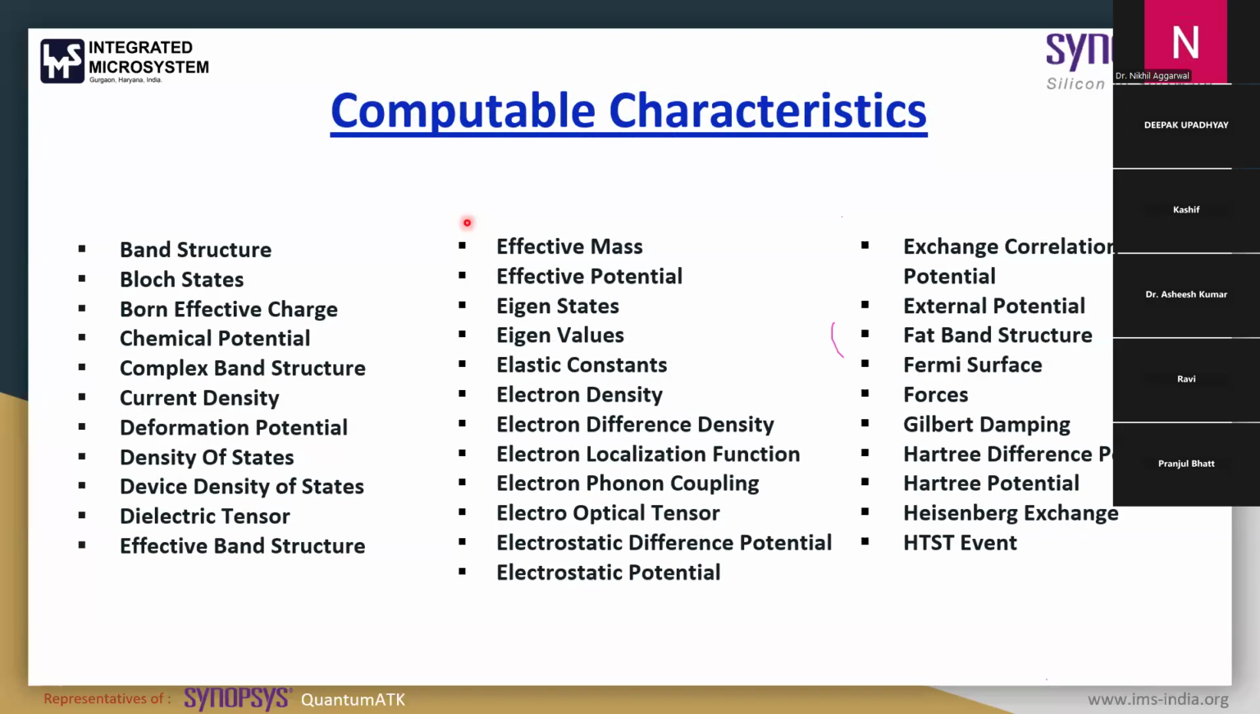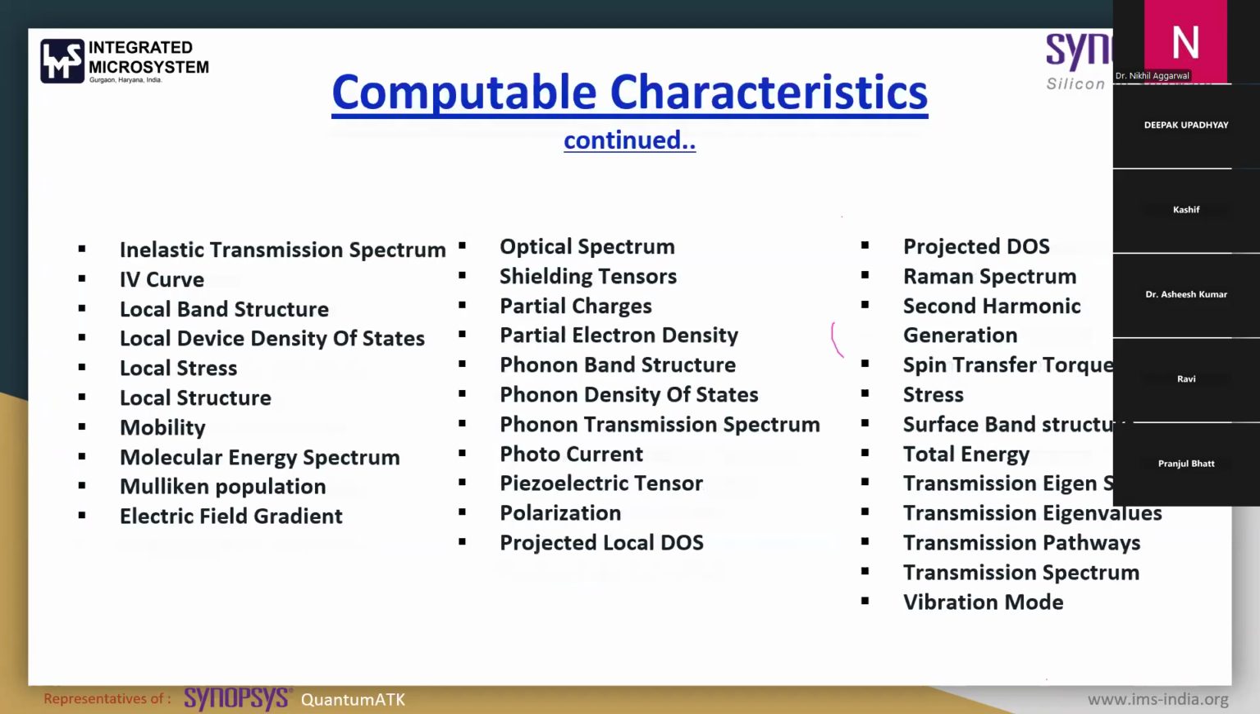Electron density analysis, electron difference density, electron localization function, electron phonon coupling, potentials, Fermi surface, band structure. Fine. And please go to the next one: chemical potential, band structure, current density. These are mainly the electrochemical related properties. Go to the next one.